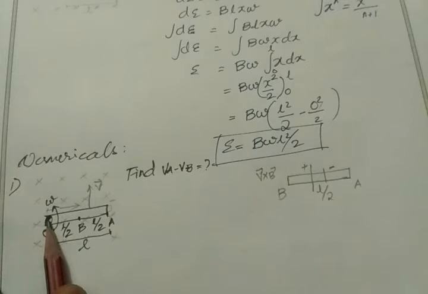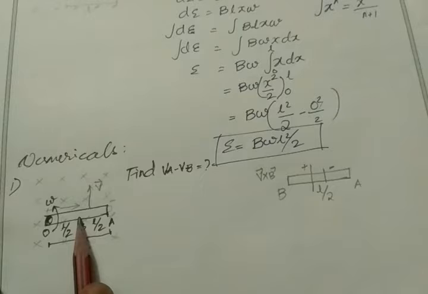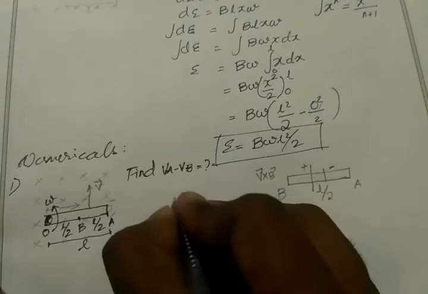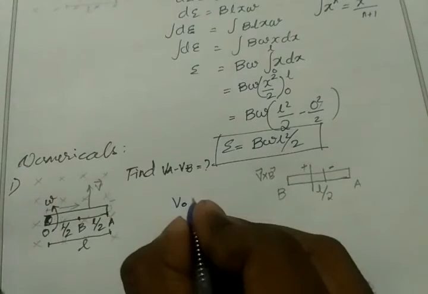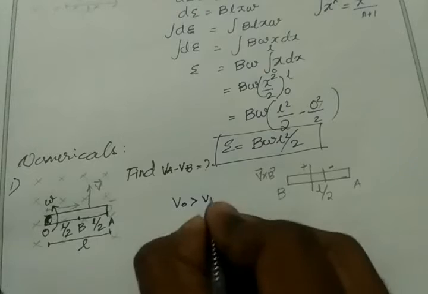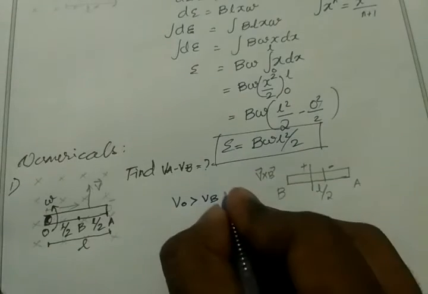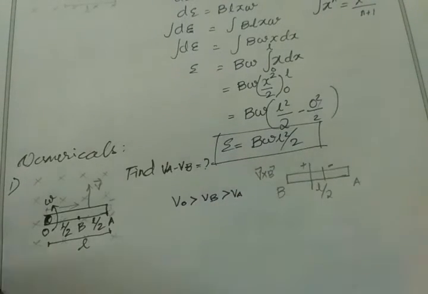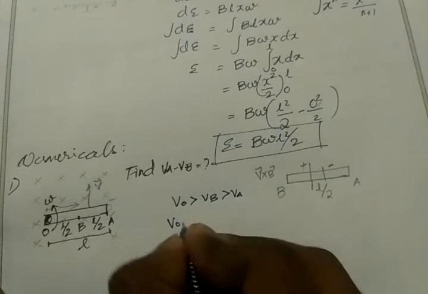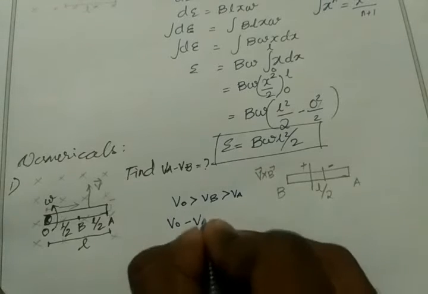I mean this is 10 volts. This will be 5 volts. Then it will reduce 4, 3, 2, 1, 0. Right? So I can say from this, my potential at point O will be higher than potential at point B, and potential at point B is higher than potential at point A. Correct? I can come to this observation. So first I will find VO minus VA. So how to find VO minus VA for this whole length of the rod?